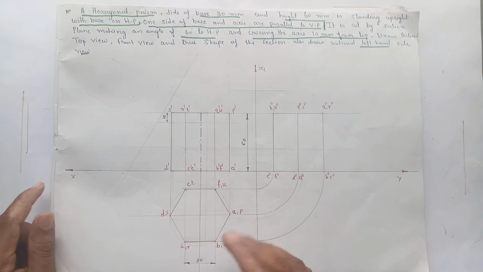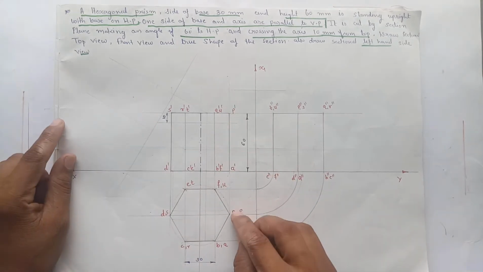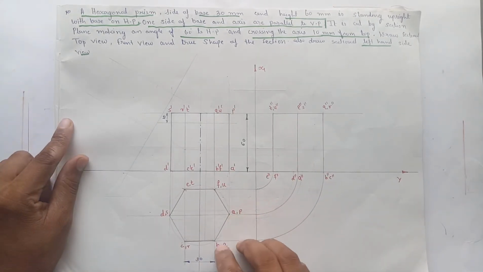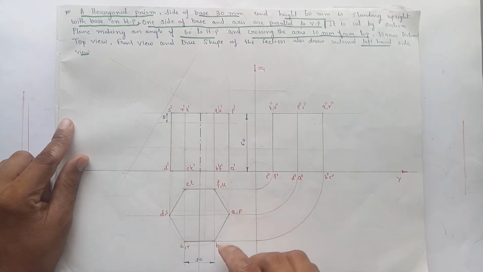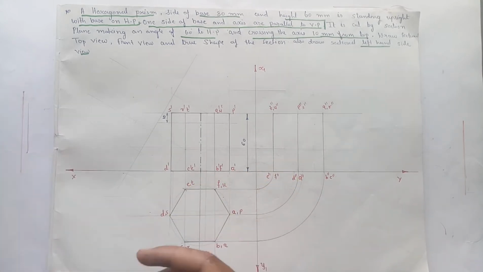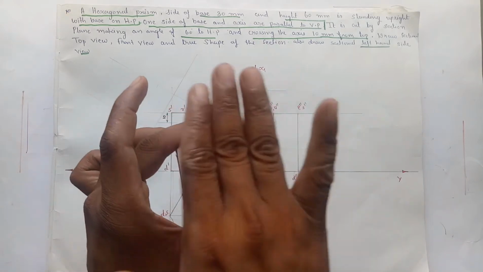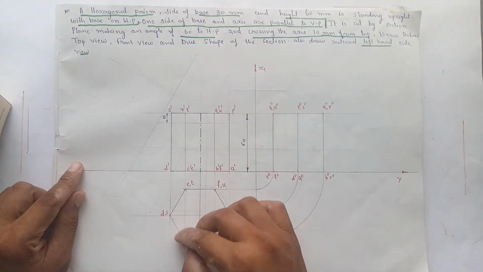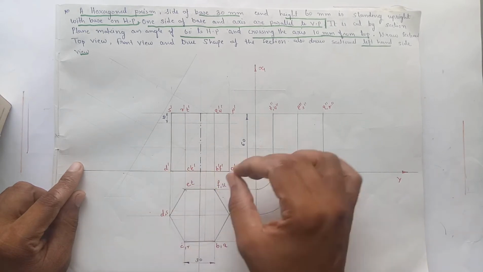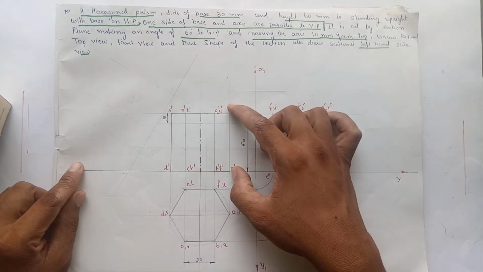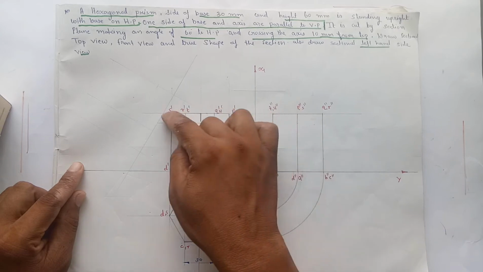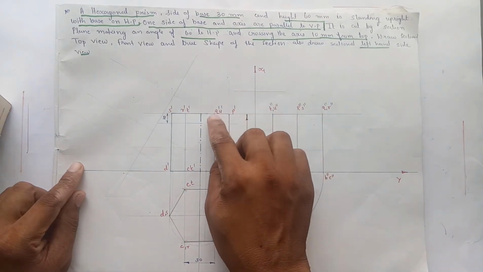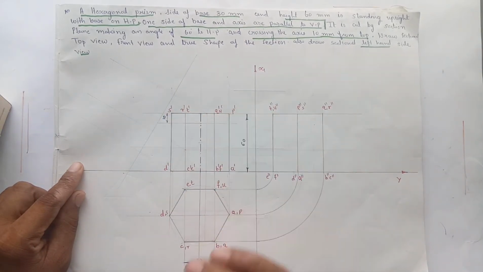It is a hexagon. Project the points starting from this corner: A, B, C, D, E, F, and P, Q, R, S, T, U. So A, B, C, D, E, F will be the base and P, Q, R, S, T, U will be the top face. Project A, B, F, C, E and D. Draw the base, measure the axis height of the prism, which is 60 mm, and draw the top face, that is P, Q, R, S, T, U.